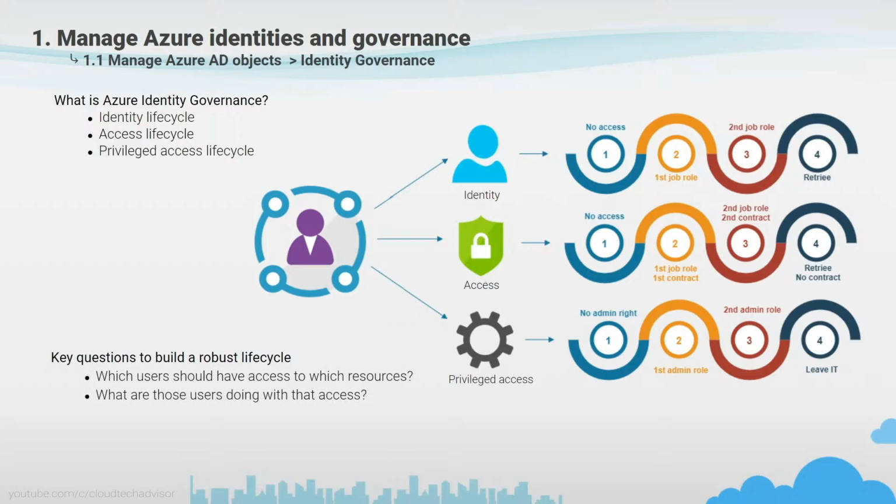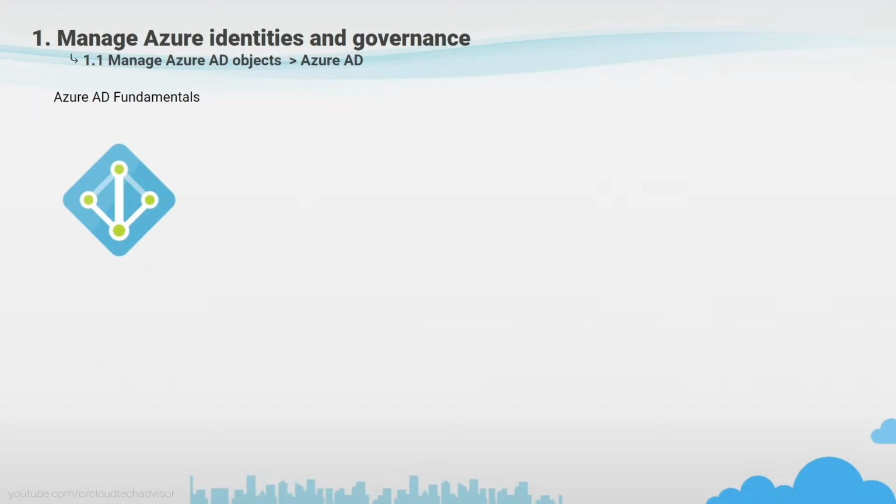What are those users doing with that access? Do you have effective organizational controls for managing access? Can auditors verify that the controls are working? If you have answers to these four questions, you will be able to build a robust lifecycle process for your clients.